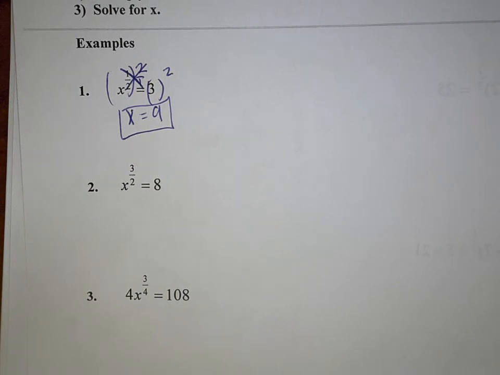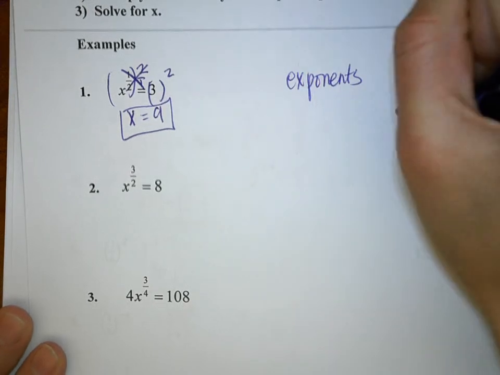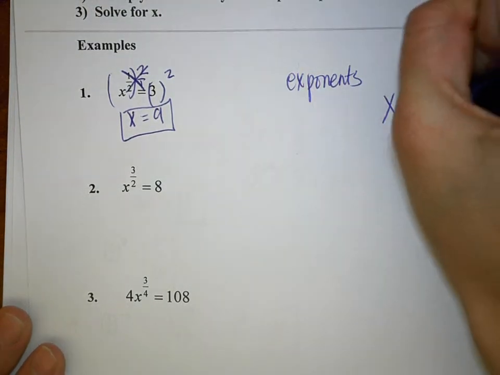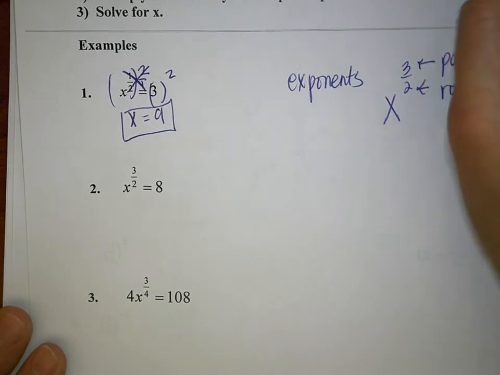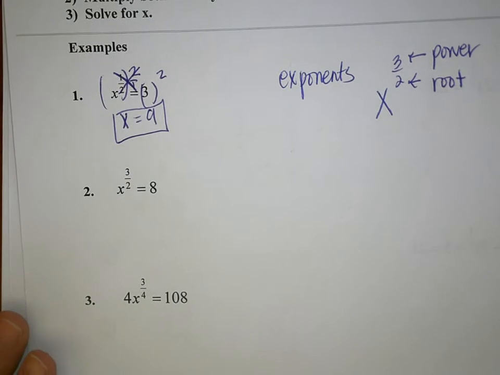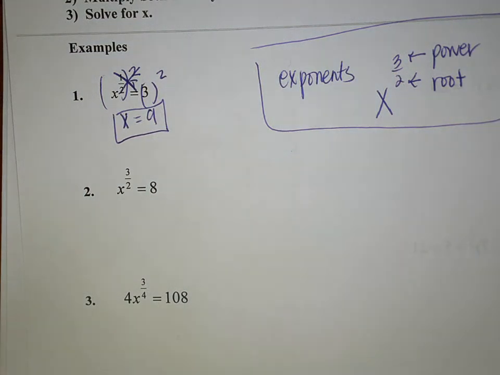I'm going to give you about 30 seconds to do this one on your own. Very good. When you're dealing with exponents, so if I have like x to the 3 over 2, the top one, that is your power, and the bottom number, that is your root. So the 2 goes inside. No, the 2 goes outside.